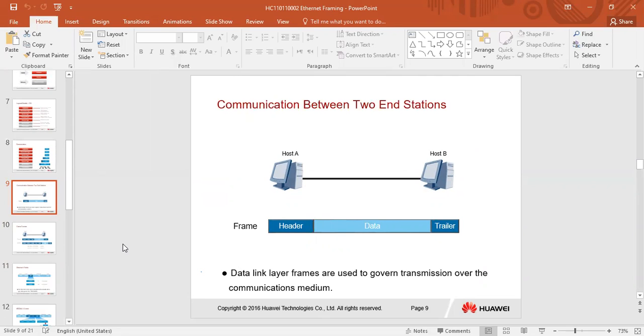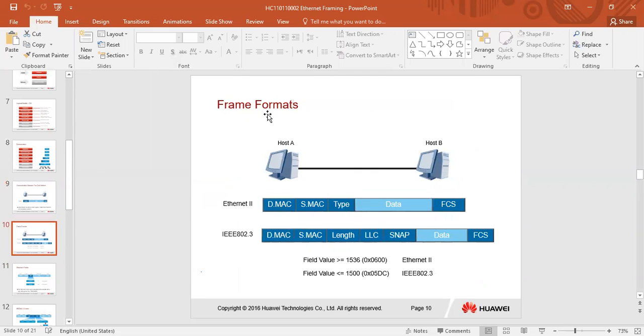As I said, at the data link layer, the header and trailer are added to your frame. What is a frame, and how many types are there for framing? There are two types of framing: one is Ethernet 2, and the other is IEEE 802.3. Ethernet 2 was introduced in 1980, while it was replaced by IEEE 802 in 1983.